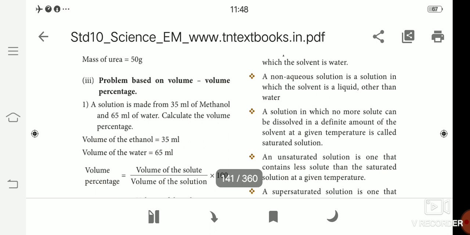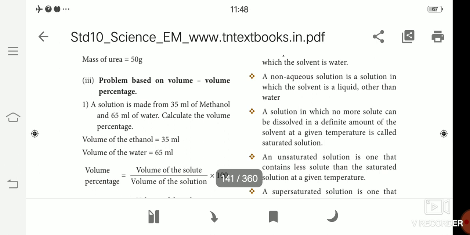So that is the first example sum. The other problems you write as homework. Your homework is: what are the factors affecting solubility, in the effect of temperature? Then what is hydrated salt? One example is copper sulfate pentahydrate, CuSO4·5H2O.